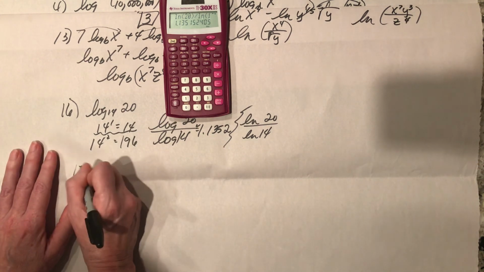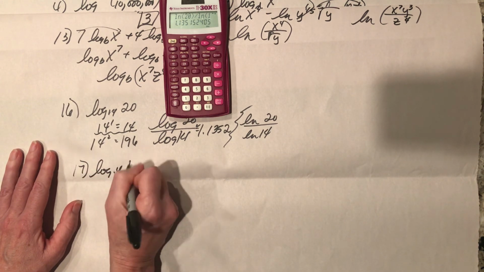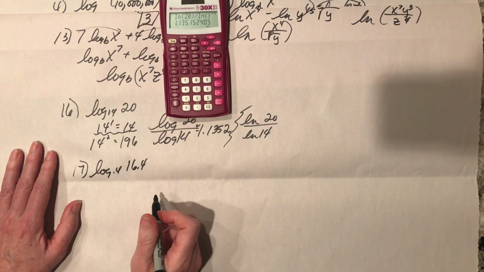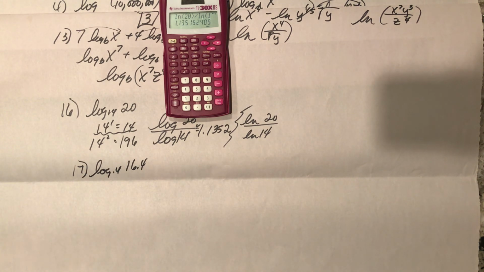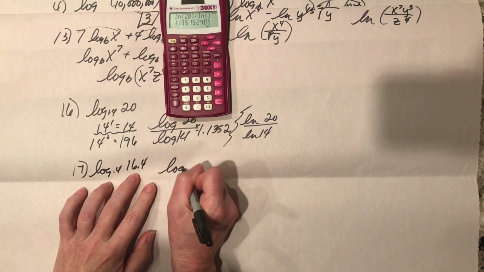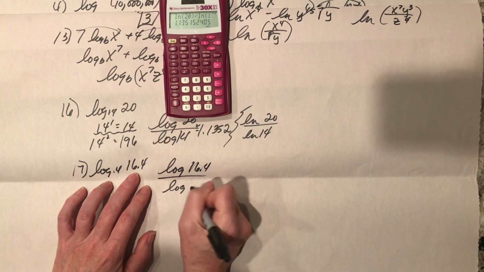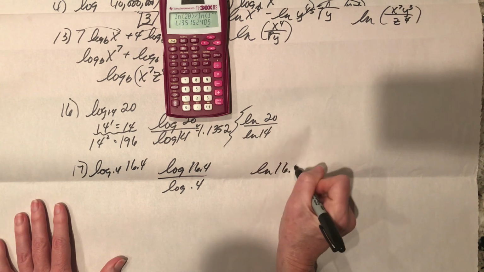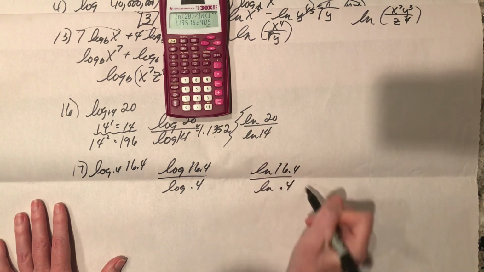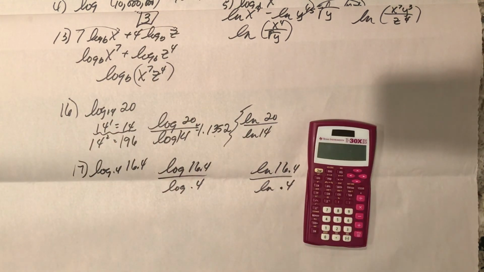Let's look at number 17. Log base 0.4 of 16.4. So what do you have to raise 0.4 to make it be 16.4? The decimals are a little hairy. I don't want to get in the weeds with that. So let's just find the answer. Common log of 16.4 divided by the common log of 0.4 will give you the answer. Or you can use natural log of 16.4 divided by the natural log of 0.4. So let's go with natural log.